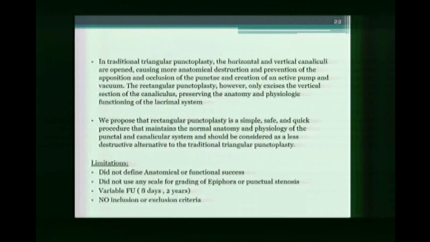To be honest, this is a paper of 2 pages only. It was retrospective. No inclusion or exclusion criteria were mentioned. No definition of anatomical or functional success. They did not use any scale, either the KKESH grading system for punctal stenosis or the Munk system for epiphora. And their follow-up was very variable, from 8 days to 2 years.